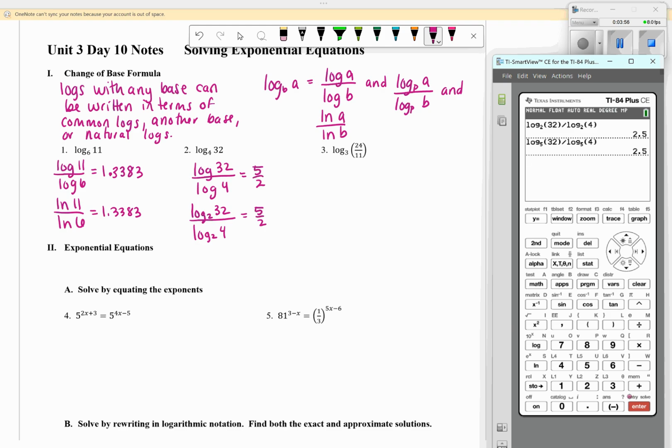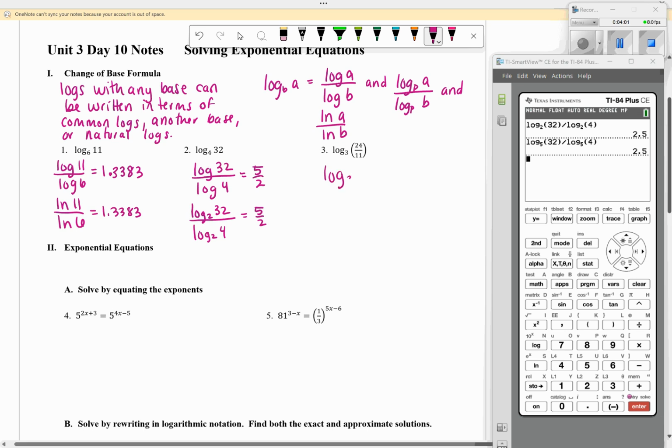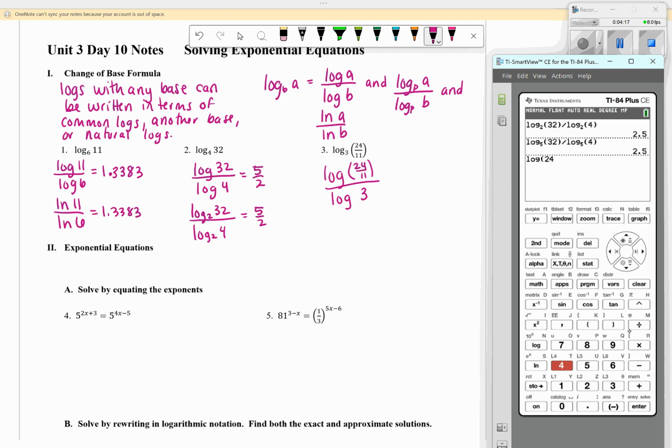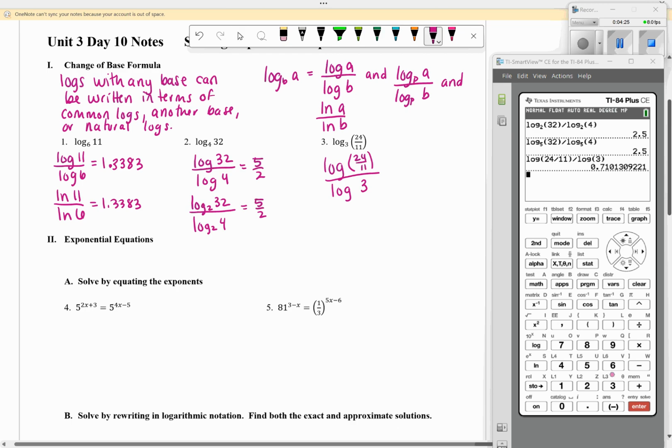So looking at question number 3, for this one, we can write this as the log base 3 of 24 over 11 divided by the log of, we're base 3, log base 10 of 24 over 11 divided by the log of 3. So in our calculator, log of 24 divided by 11 and divide that by the log of 3. So that gives us about 0.7101.